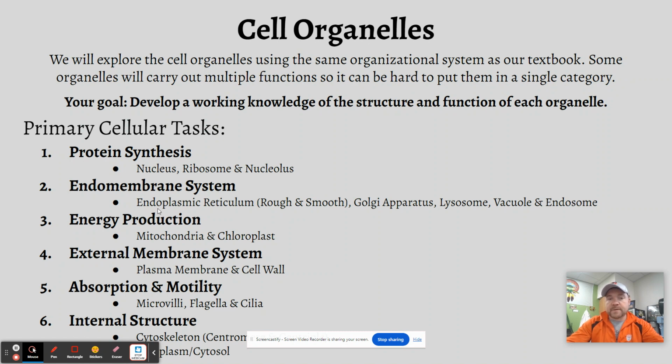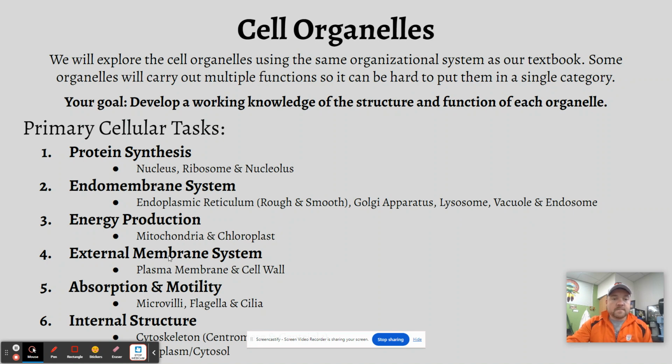We have the endoplasmic reticulum, and it's one organelle that has 2 different regions. It has a smooth and a rough region, and we'll talk in a minute about what makes them different. We have the Golgi apparatus, sometimes called the Golgi body. We have the lysosome, the vacuole, and the endosome. So we have a lot of different bodies that make up the endomembrane system. They're going to be involved primarily in transport and storage.